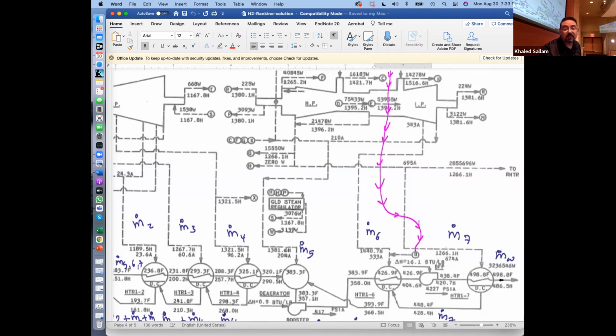And I know the m dot and I know the delta H. Do I know the Q that the water is absorbing from the steam? I do. How much? m dot water, the 3 million, multiplied by H out minus H in, right? The 486 minus the 420. That's how much the water absorbed. Where did this come from? From m dot 7, H in minus H out. What's the unknown in this equation? Q equals Q. What's the unknown?